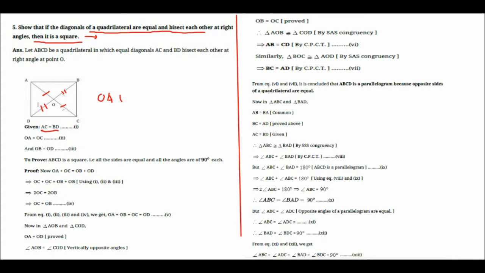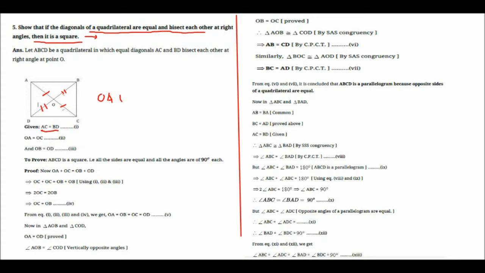So let us consider ABCD is a quadrilateral in which the diagonals AC and BD are equal. So it is given that diagonal AC equals BD, right? Diagonals are equal. Bisect each other means OA equals OC, OB equals OD, right? These are equal because they bisect each other. Also, it is given that they bisect each other at 90 degrees. Now we need to prove that ABCD is a square.